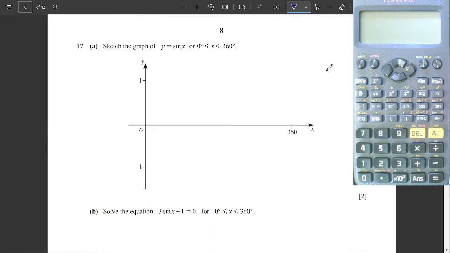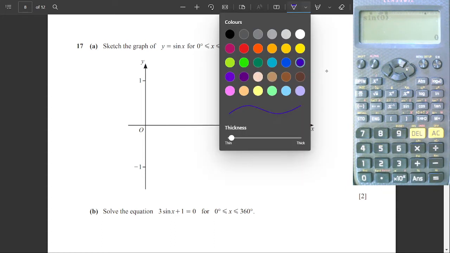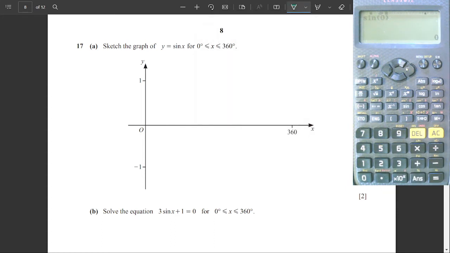Question 17, they ask you to sketch the graph of y equals sin x. Now, if you can remember what this looks like, brilliant, you just sketch it. But if for any reason you get confused or you're not sure, remember you got a sin button there on your calculator, so you can work this out. Okay, so let's start with sin 0 degrees. So if we put in sin 0 degrees, we get 0. So that will remind us that, okay, always use a pencil, of course, that it starts at 0.